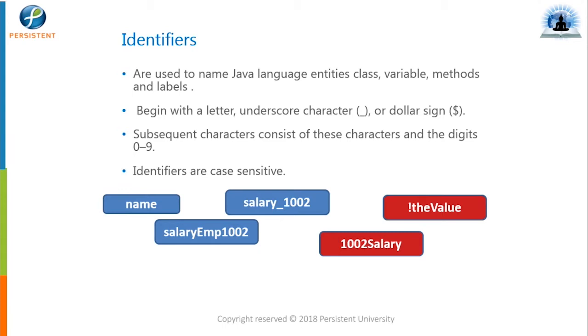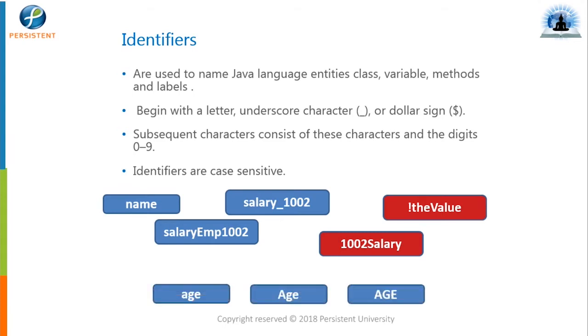If you observe, some examples are given in the blue and the red blocks. The valid ones are the blue ones, and the red ones are not valid, right? So we cannot use special characters in identifiers as such. We can only use the underscore and the dollar sign. And yes, Java is case sensitive, so we need to keep in mind that identifiers are case sensitive as well.